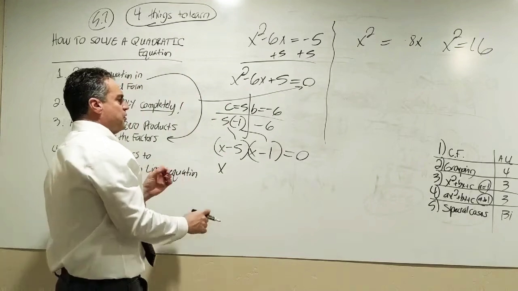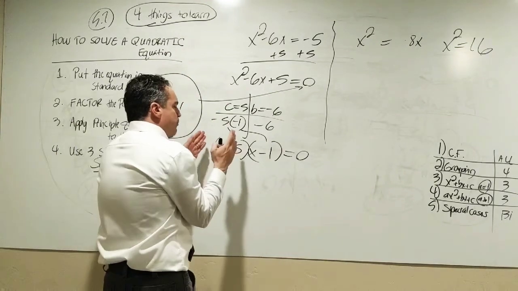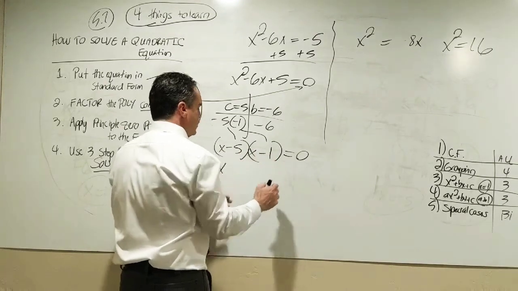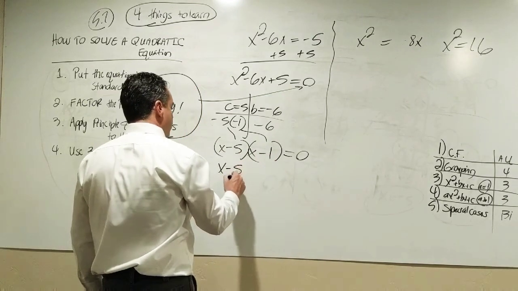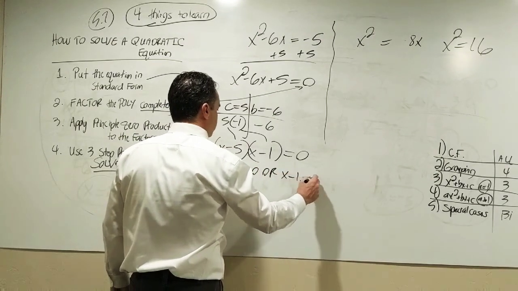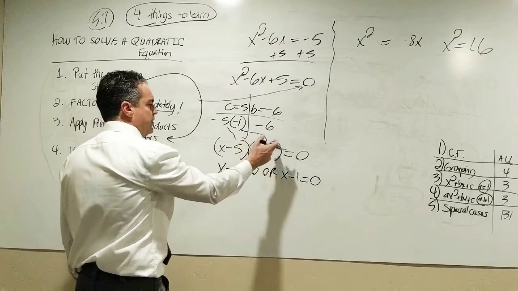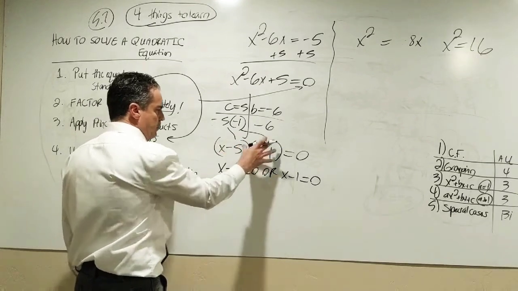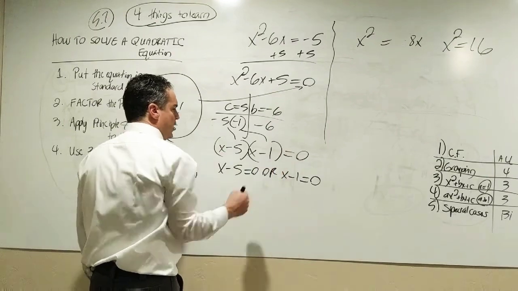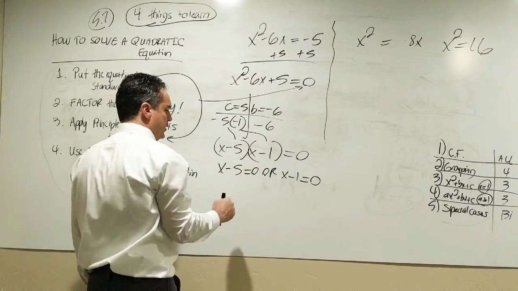And the principle of zero products allows us to say, well, hey, I have a binomial times a binomial, and they're being multiplied, and their product is 0. Therefore, the first binomial must equal 0, or the second binomial must equal 0, because a times b equals 0. Well, a is this binomial, b is this binomial. It's not that x equals 0, it's that x minus 5 equals 0, or x minus 1 equals 0.